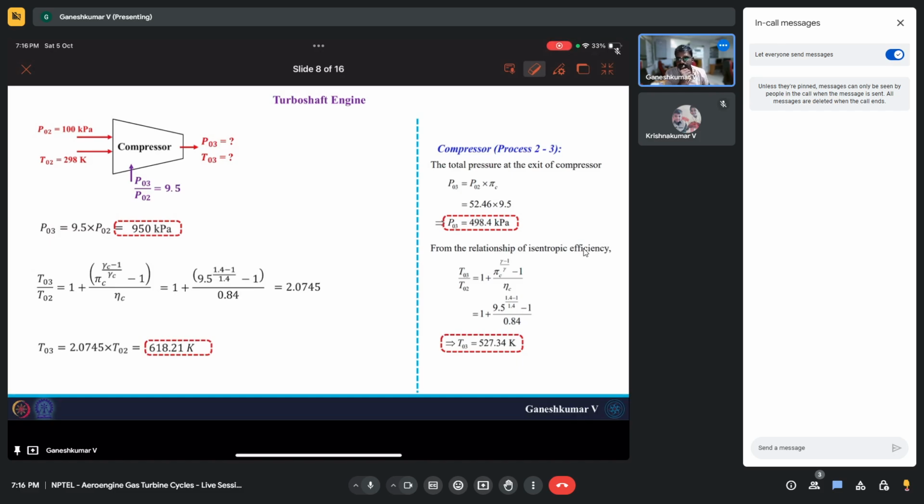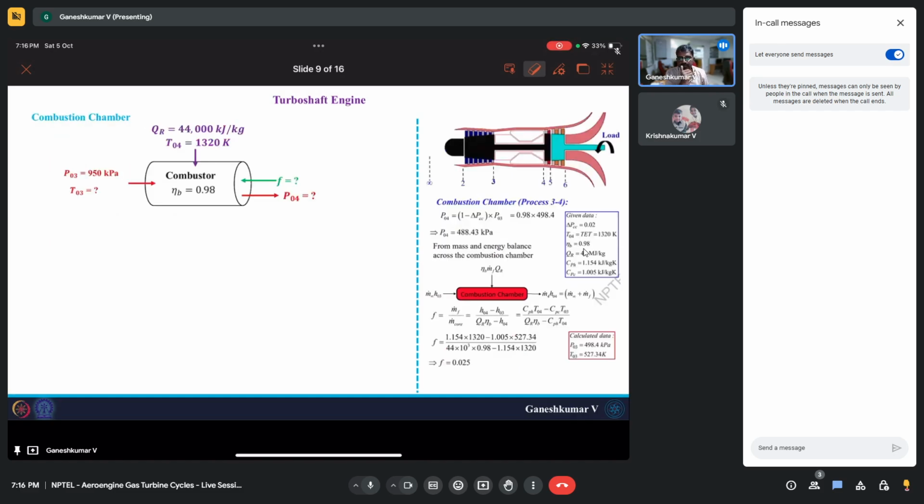compared to what you got in the lectures. And the next component that we have is the combustion chamber. In the combustion chamber, the burner efficiency is given as 98 percent, the combustor inlet pressure is 950 kilopascal, and the combustor inlet temperature is 618 Kelvin, which we just saw. And you can find the pressure losses. Sorry, 2% of the pressure is lost in the combustor. So if you do 98% of the 950 kilopascal, it is going to be 931 kilopascal.